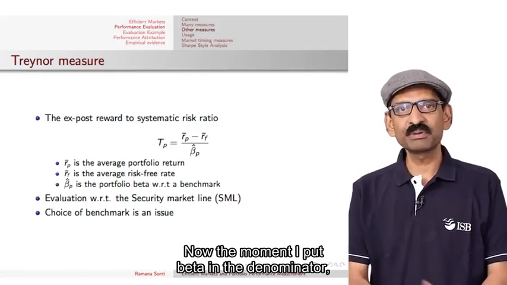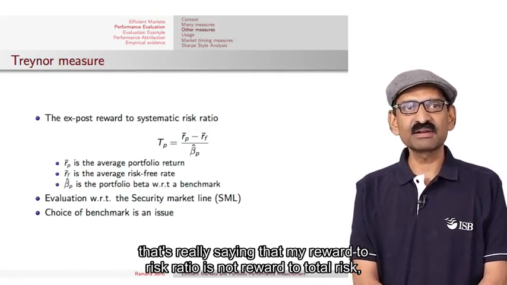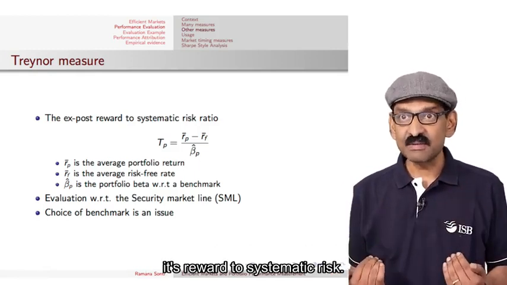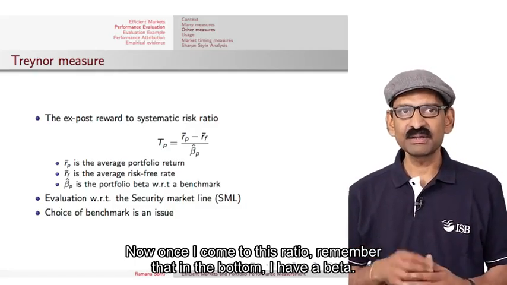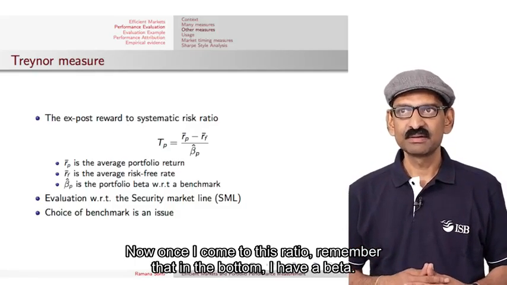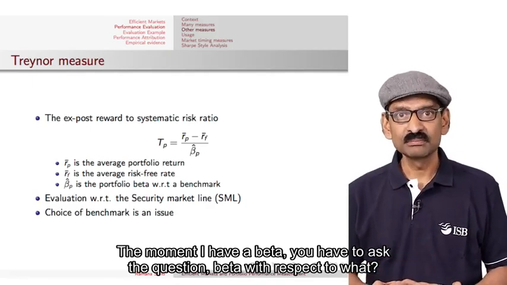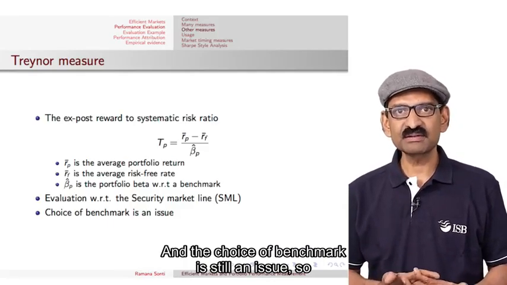Now, the moment I put beta in the denominator, that's really saying that my reward to risk ratio is not reward to total risk, it's reward to systematic risk. Now, once I come to this ratio, remember that in the bottom I have a beta. The moment I have a beta, you have to ask the question, beta with respect to what? With respect to some benchmark. Right? And the choice of benchmark is clearly an issue.